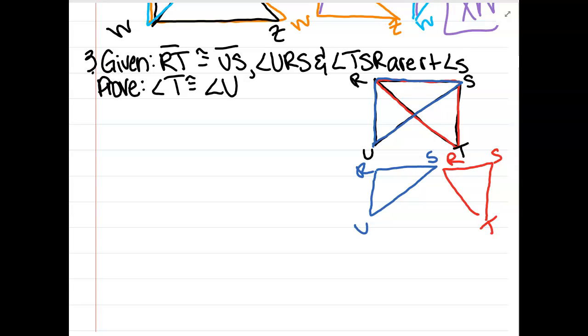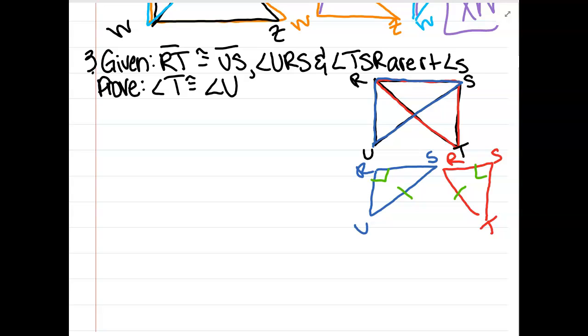And then we want to not only mark our diagram with everything in the given, but also if I have a shared side or a shared angle. So we know that RT is congruent to US. I know that URS and TSR are right angles. But in order to prove this, I either need a side, angle, or angle, side, or hypotenuse leg.